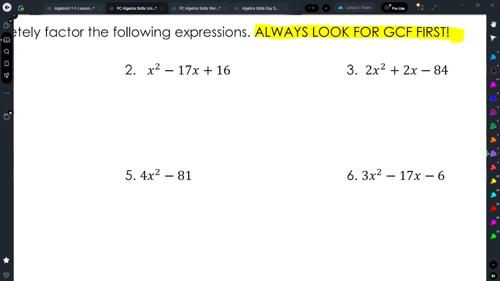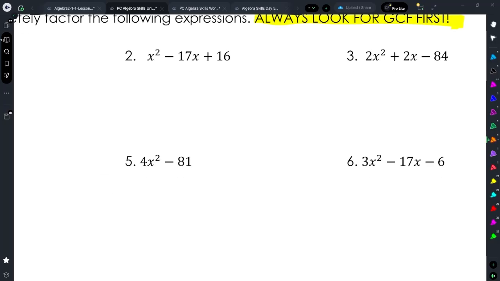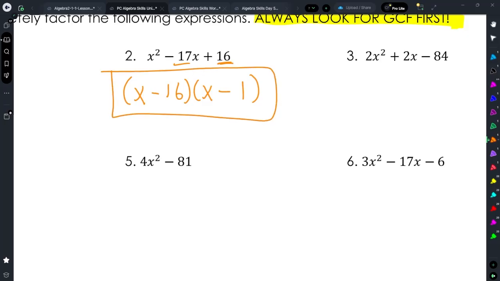Now, number 2, we have a trinomial, and I notice that our a is 1, so it's just going to be two numbers that multiply to c, the 16 term, but add to negative 17. Because I know they multiply to a positive number but add to a negative, both of these parentheses are going to have a subtraction in them. So two numbers that multiply to positive 16 but add to negative 17, well, it's negative 16 and negative 1. So this would be our factored form.